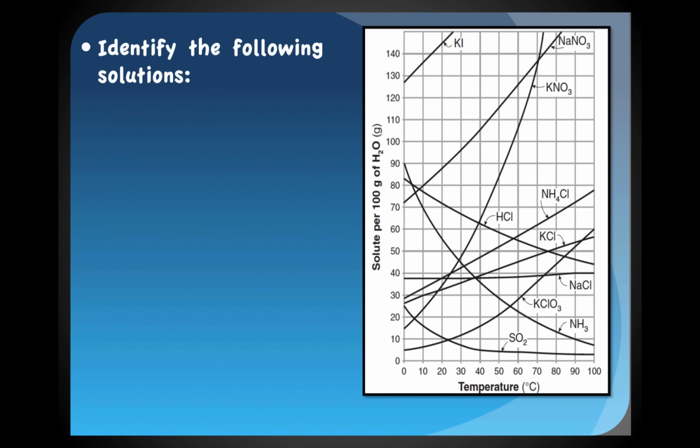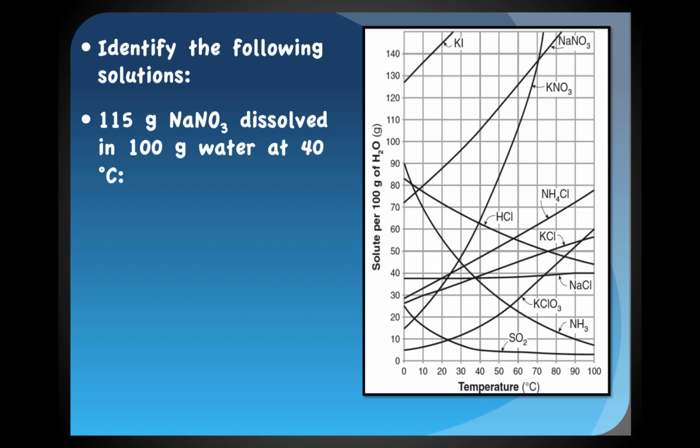Let's identify the following solutions. I have 115 grams of sodium nitrate dissolved in 100 grams of water at 40 degrees. Do you notice that 115 grams of sodium nitrate is the solubility? That means I have a saturated solution. What about 65 grams of sodium nitrate dissolved in 100 grams of water at 40 degrees? At 40 degrees, I can dissolve 115 grams, but I've only dissolved 65 grams. This is an unsaturated solution.